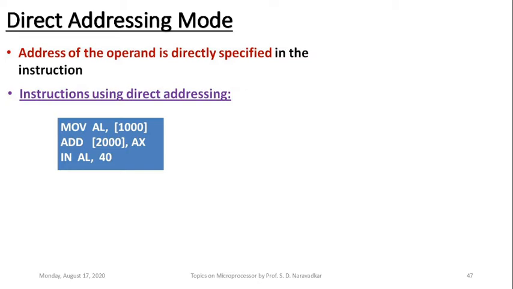Out of that, first instruction, MOV AL, [1000]. Now here, what to be moved into AL register is nothing but 8 bits of data, and this data is to be taken from direct offset address 1000 from the data segment. So as that 1000 is specified as the direct offset address inside square brackets here, this instruction exhibits direct addressing mode.